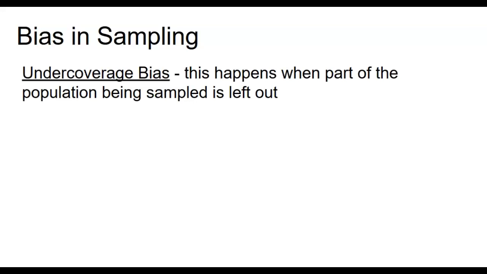Undercoverage bias. Undercoverage occurs when some part of the population being sampled is somehow excluded. If voting for homecoming queen is done in the cafeteria during lunch, and most seniors leave campus for lunch, then the vote is biased based on undercoverage, since the off-campus lunch seniors were excluded from voting.